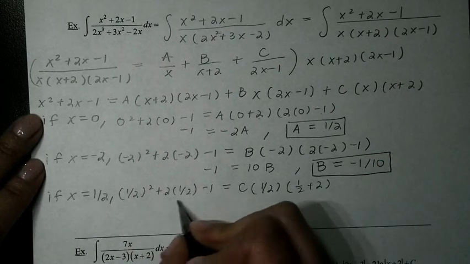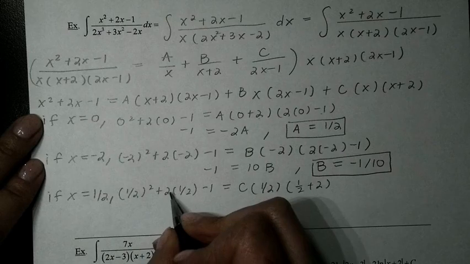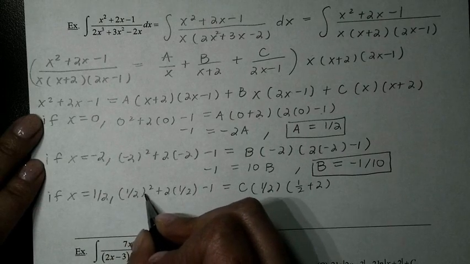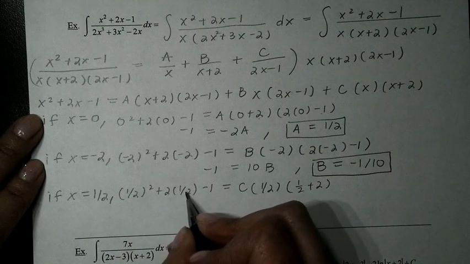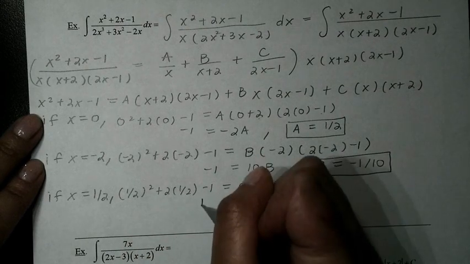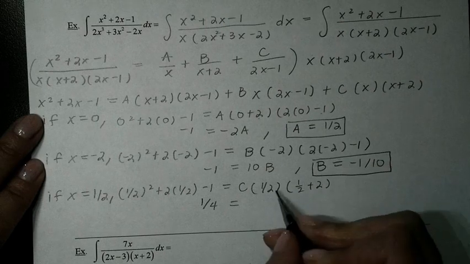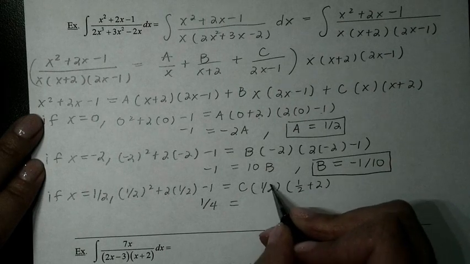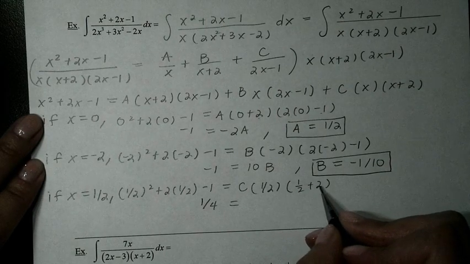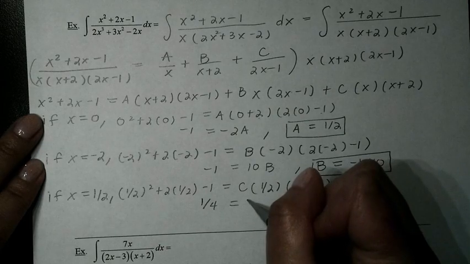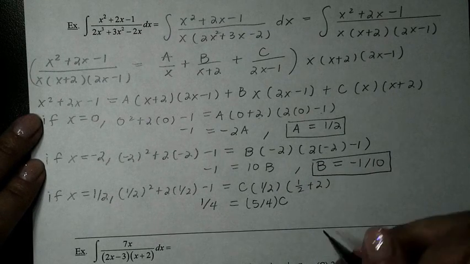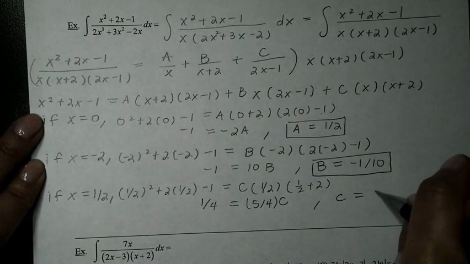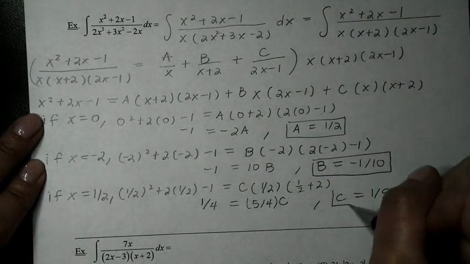So what you recognize here is that on this side, what do you have? This is going to be 1/4 plus 1 minus 1, so this is going to be 1/4. And on this side you have c times 1/2 plus 5/2, so it's going to be 5/4 c. Therefore, what do you have that it's your c in this equation? 1/5. Do you agree with that?